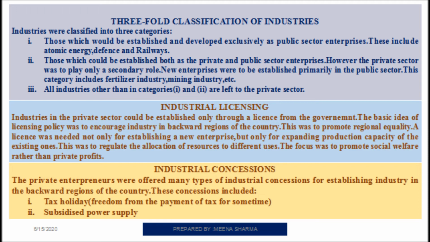Industrial concessions. The private entrepreneurs were offered many types of industrial concessions for establishing industry in the backward regions of the country. These concessions included number 1 point, tax holiday. That is, freedom from the payment of tax for some time. Secondly, subsidized power supply.